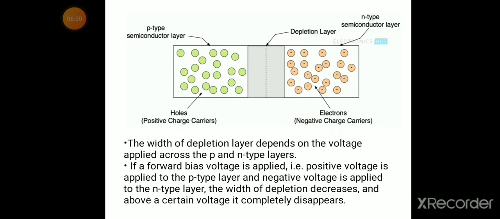Now you can see the p-type and n-type semiconductor in the diagram. We have the positive charge carriers, holes, and the negative charge carriers, electrons. The width of the depletion layer depends on the voltage applied across the p and n-type layers. If a forward bias voltage is applied, that is, positive voltage is applied to the p-type layer and negative voltage is applied to the n-type layer, the width of the depletion layer decreases and above a certain voltage it completely disappears.